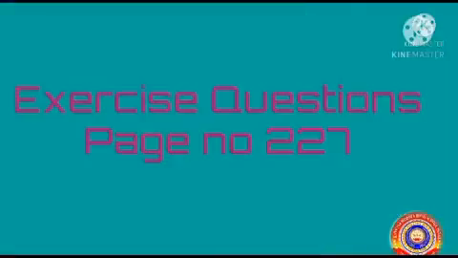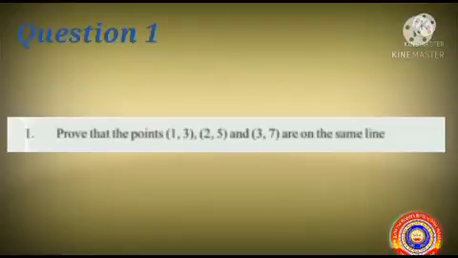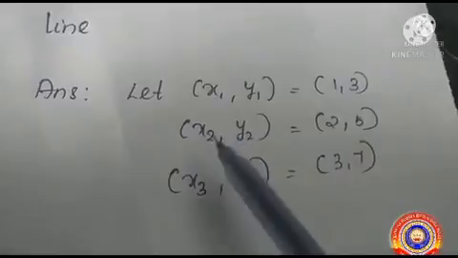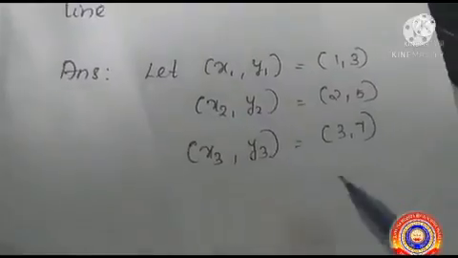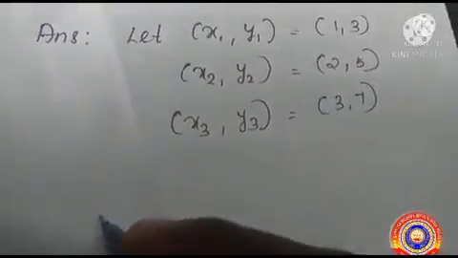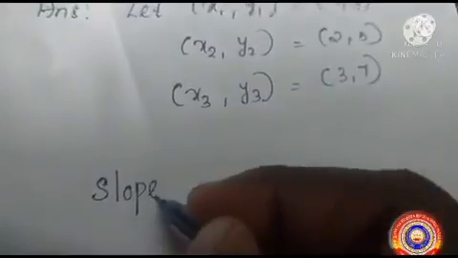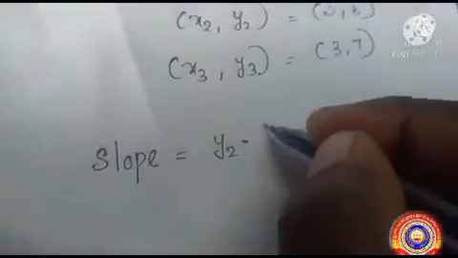Okay. Let's do some exercise questions on page number 227. Okay. Are you ready? Question number 1. Prove that the points 1, 3, 2, 5 and 3, 7 are on the same line. We have to prove that all these 3 points lie on the same line. So, let x1, y1 equal to 1, 3, x2, y2 is equal to 2, 5 and x3, y3 equal to 3, 7. To prove this, we have to find the slope of these points.